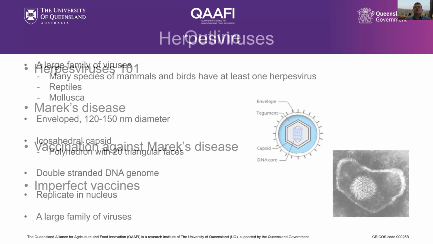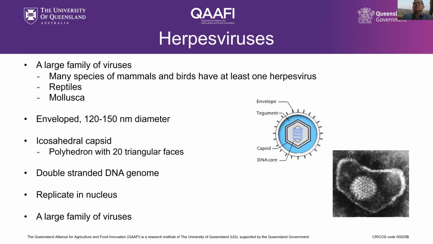So the herpes viruses are a large family of viruses. So most mammals and birds have at least one herpes virus, and they also extend into others. There are other animals such as reptiles and even mollusks that have herpes virus as well. So there's quite a good example of that in Victoria, where abalone herpes virus is spread from Western Victoria right across the southern coast line through to the west coast of Tasmania.